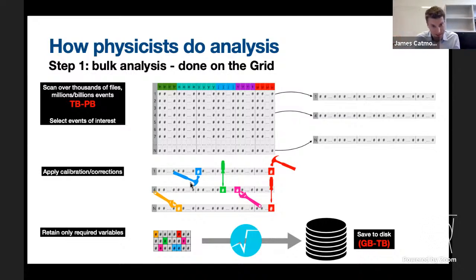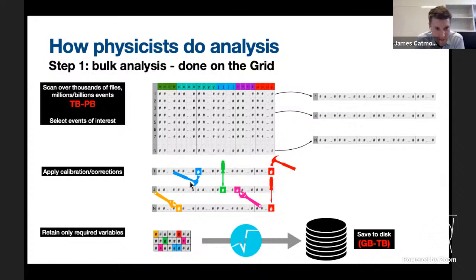By events, of course, I mean collisions or rows of the table, and only select the ones that are of relevance to the kind of physics studies that they are doing. And then they apply, using their computer program, calibrations and corrections to the data, because the data as it's reconstructed usually isn't perfectly calibrated. You have to apply extra steps to somehow correct the data, apply our latest understanding of what the data looks like. So this is also done at this stage.